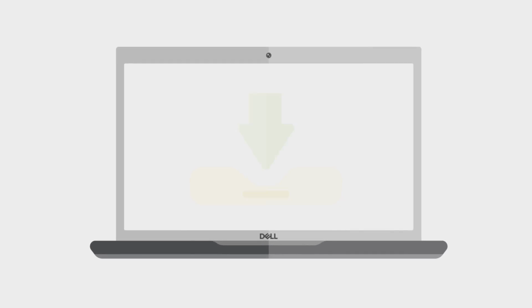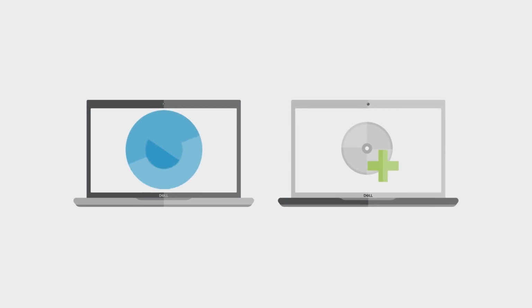With the help of another computer, download the Windows ISO file and create a bootable copy, which you will need to use to do the clean install. Check out our tech support video for instructions on how to do this.